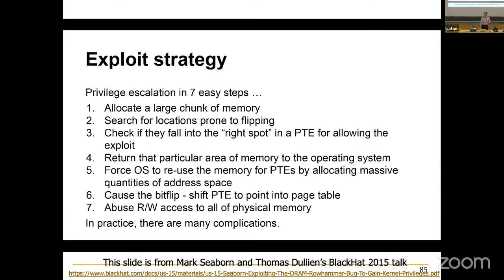Makes sense, right? So to make this a working probabilistic attack, they say you need to do other stuff also, like allocate a large chunk of memory, figure out which locations are prone to flipping due to RowHammer, and then check if they fall into the right spot in a PTE for allowing the exploit. So they don't want to leave it to a 31% chance. They want to actually see where the bit flips are. You can actually figure that out, and then return that particular area of memory to the operating system. So as a user, you can actually learn a lot about memory and then return it to the operating system.